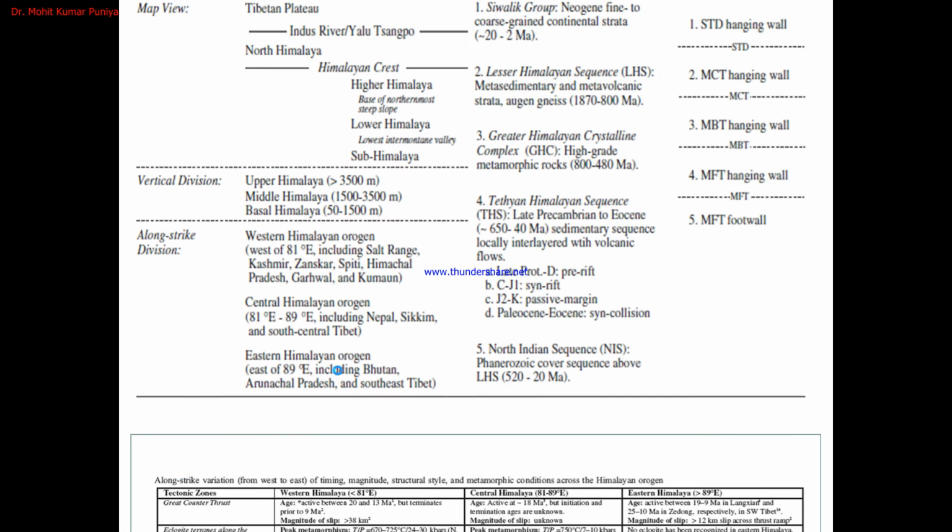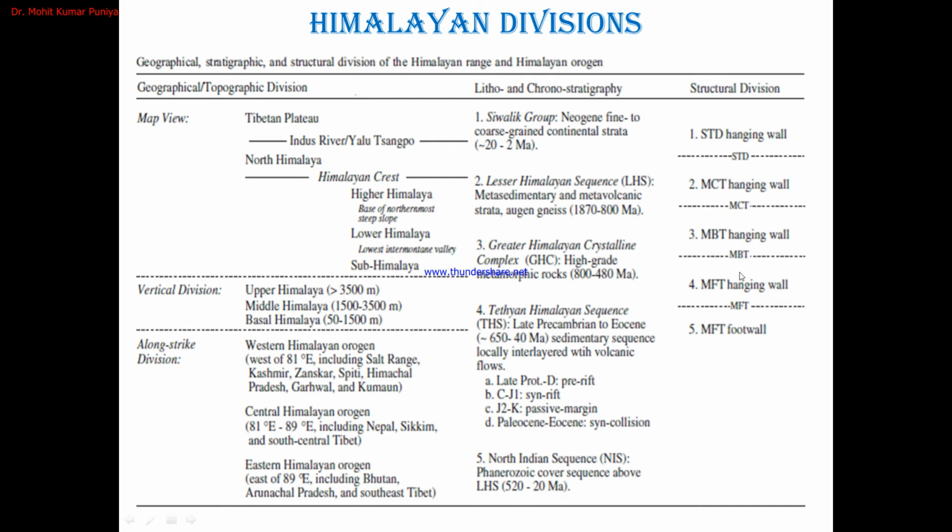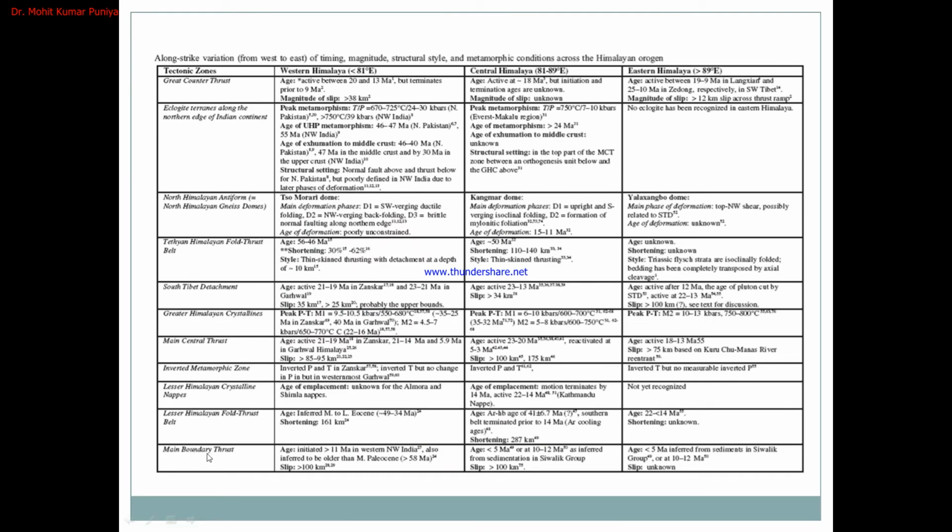Same as we discussed about the MBT. The age of formation of the MBT, we can see here, is 10 plus or minus 2 million years. In the Western Himalaya, the age of the MBT, Main Boundary Thrust, is 11 million years. In the Central Himalaya, 10 to 12 million years, and in the Eastern Himalaya, again it's younging. This is less than 5 million years.